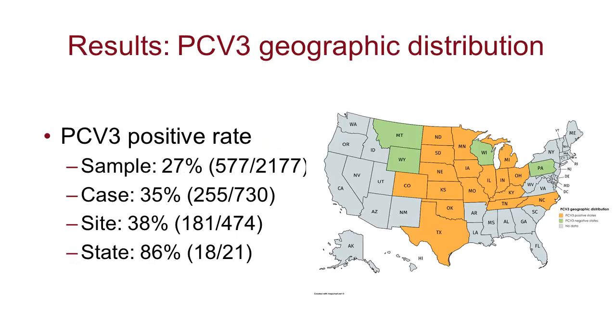So the first result I'm going to show you is the PCV3 geographic distribution, the PCV3 positive rate. In our samples, 27% of samples were positive, and in cases it was 35%. In the sites, different farm sites, it was 38%, and in the states it is 86%. When you look at this graph, the yellow ones are states positive for PCV3, and the green ones are states from which we don't have samples. The green states don't have many pigs, and we also don't have many samples from those states, so it could be a false negative in this map.